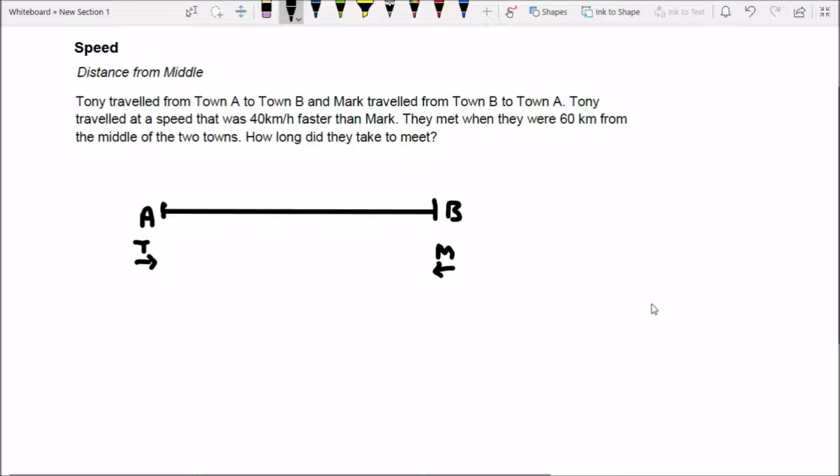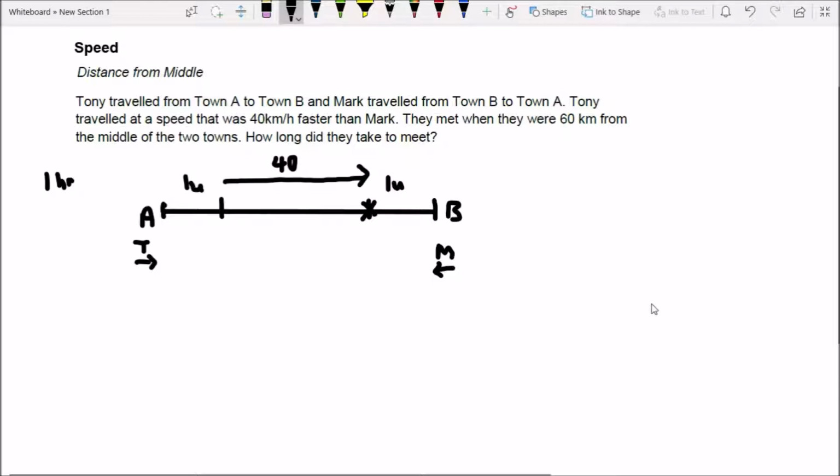are not given any distance and we don't know either of their speeds. But the question does say that Tony was 40 kilometers per hour faster than Mark. What we can do is see what it will look like if they met after 1 hour. Let us say that Mark traveled a distance of 1 unit from town B. Then Tony would have traveled 1 unit and another 40 kilometers, because in 1 hour, he travels 40 kilometers more than Mark. We can mark the spot where they meet with an X.